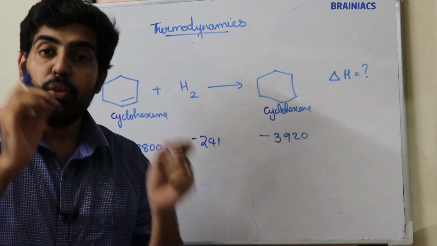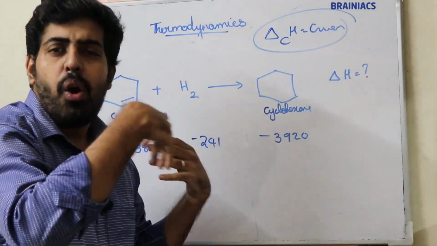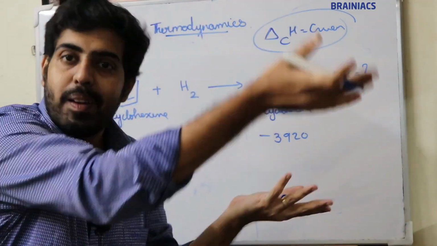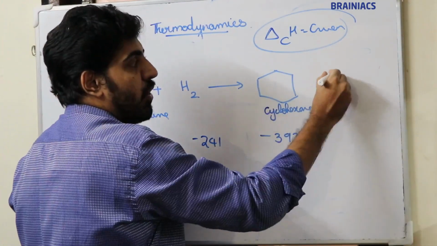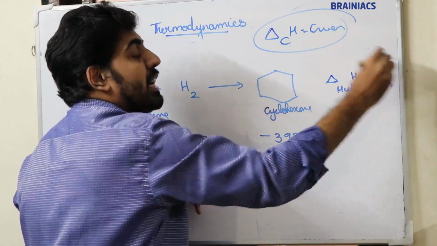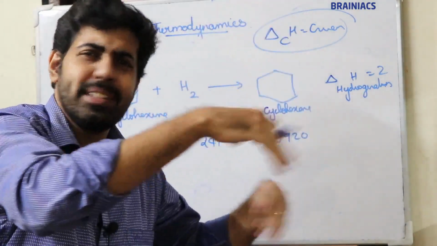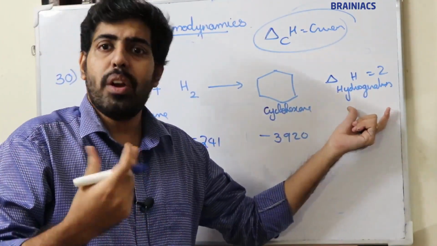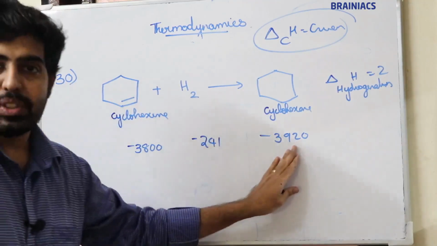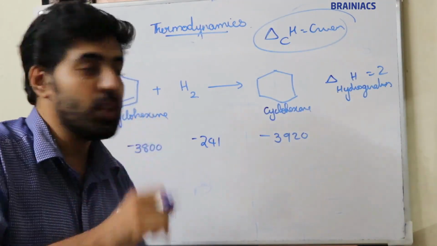The twist is, if enthalpy of combustion values are given and we have to calculate some other enthalpy, here they have asked to calculate enthalpy of hydrogenation. It can be enthalpy of formation or enthalpy of hydrogenation or enthalpy of anything. If combustion values are given and they have asked to calculate some other enthalpies, then we have to use a simple technique to calculate that enthalpy.